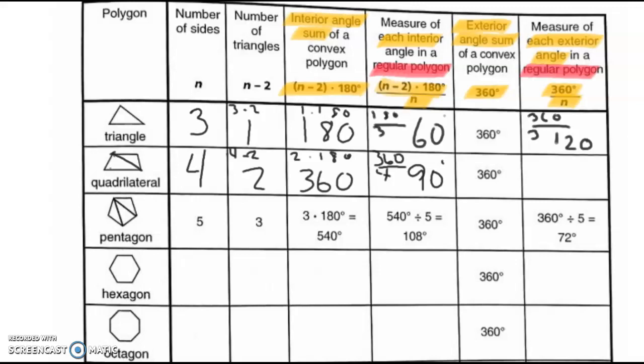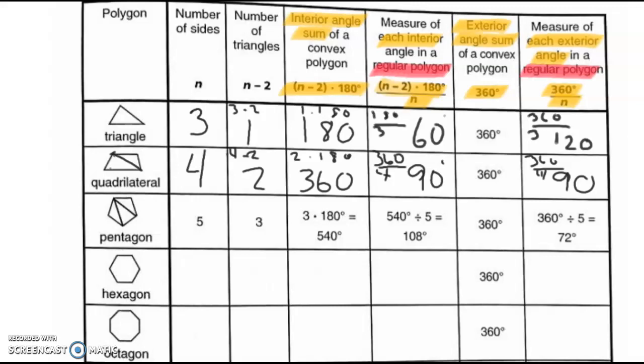For the measure of each exterior angle, I take my sum, 360, and divide it by 4. And I get 90 as well. So the exterior angles also are 90-degree angles. And if we pick up on the pattern of the linear pair between the interior and exterior, they do add up to 180.